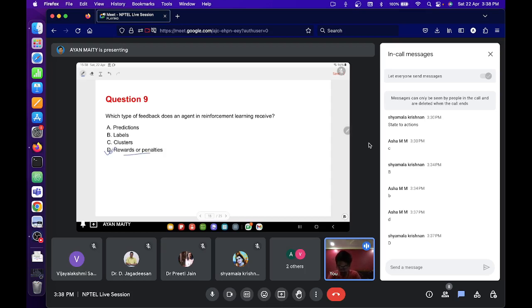D is the correct answer. So you will get rewards or penalties in reinforcement learning. An agent takes some action, and based on that action it gets a new state, and it also receives some reward or penalty from the environment, and based on that it tweaks its strategy in order to maximize the total cumulative reward, and that way it functions. So option D, it receives rewards or penalties from the environment.